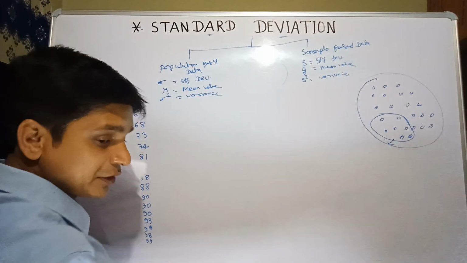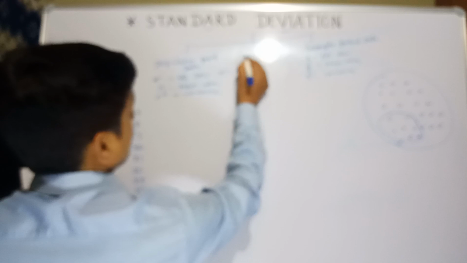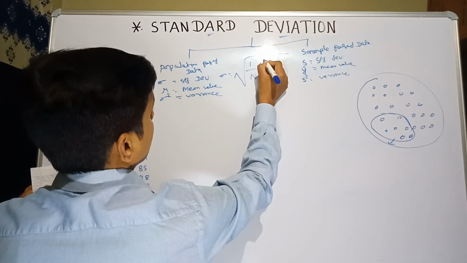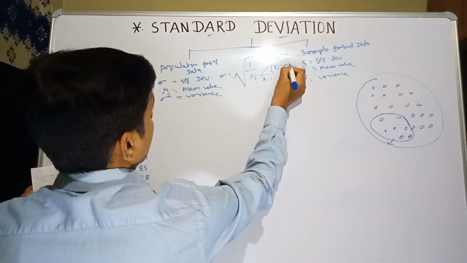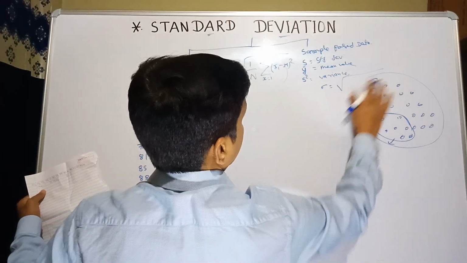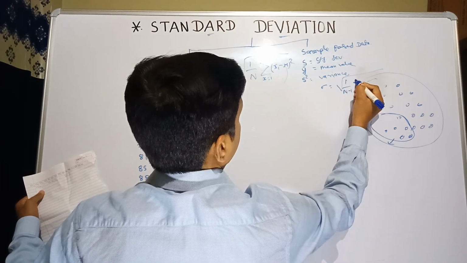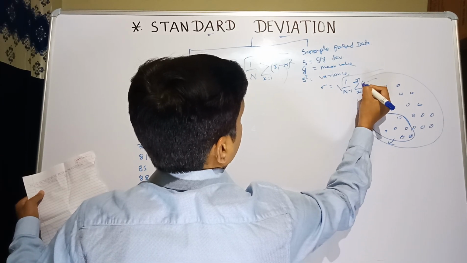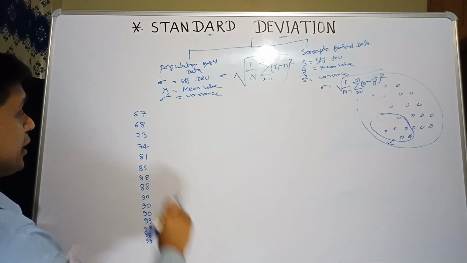And on population based data, the standard deviation formula is root under 1 by n, sum of xi minus mu, all squared. And for sample based data, standard deviation is equal to root under 1 by n minus 1, sum from i equals 1 to n of xi minus x bar, squared. So first of all, we have to find out the mean value.